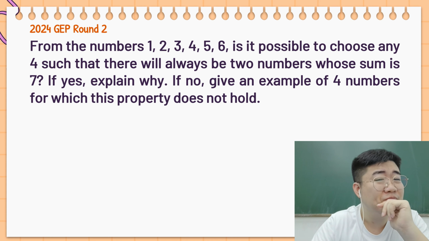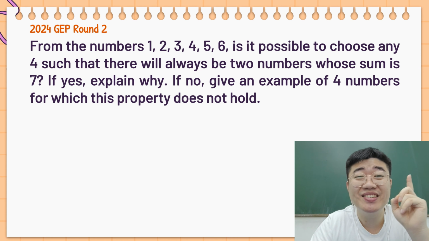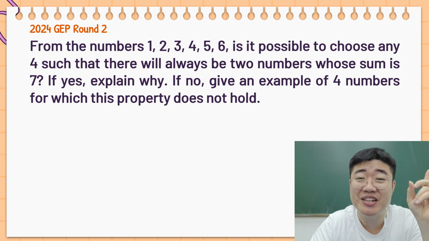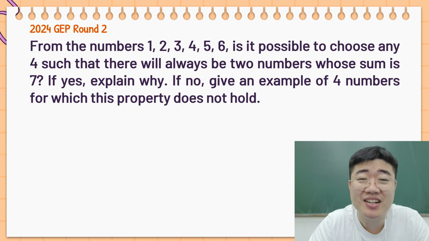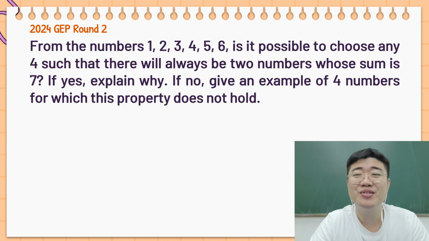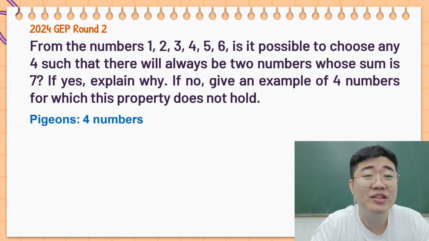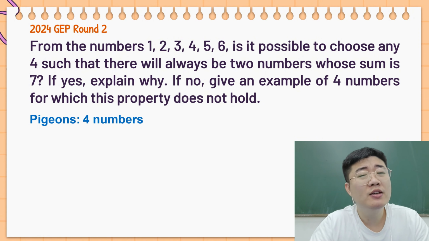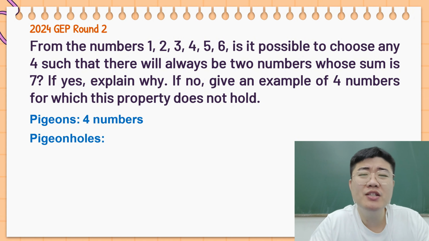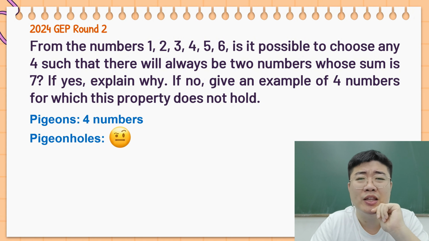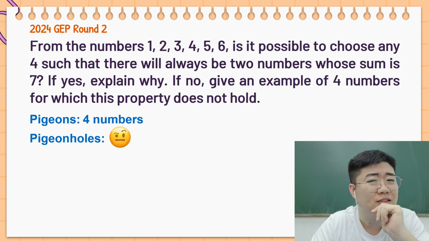So in this question, what are the pigeons? This one is also not obvious, the pigeons or the pigeonholes. So we have to identify the pigeons and the pigeonholes first. The so-called pigeons are the 4 numbers we select. We select 4 numbers from here. But how about pigeonholes? This one we are not so sure. We are given 6 numbers, but 4 is less than 6. So what are the pigeonholes?